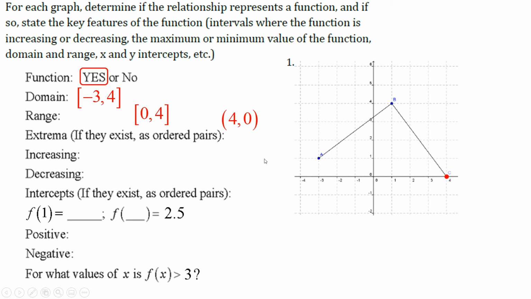Now what's my maximum y value? Well, that's at that point right up there. And write that as an ordered pair. So x is 1, and the y coordinate of that max is 4. So here's my minimum value as an ordered pair and my maximum value as an ordered pair.